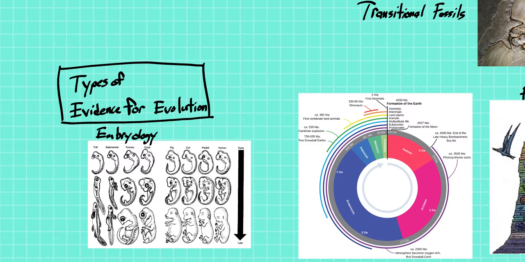Embryology is not a great piece of evidence because it's really easy to misinterpret, but that's the idea behind it, looking at similarities in the development of embryos. So you might think, why do humans have a tail and why do they start out with gill slits? We don't have those things when we're born, but our close relatives do.